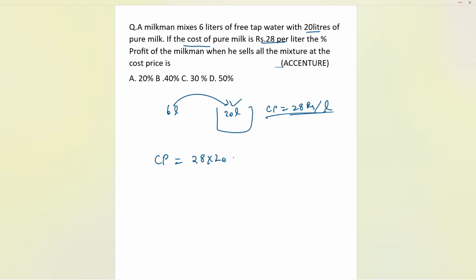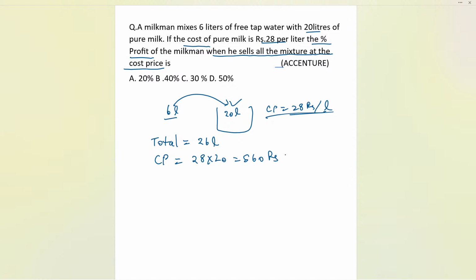28 times 20 will be 560 rupees. Now you added 6 liters. Now what will be the final total of the milk after mixing the 6 liters of water? It will be 26 liters. Now think that you are going to sell it, okay? And now the percentage profit when he sells all the mixture at the cost price.